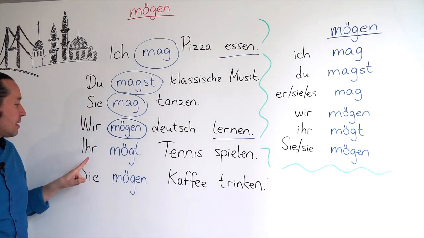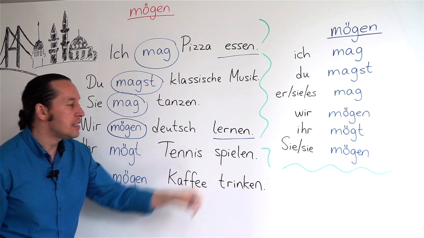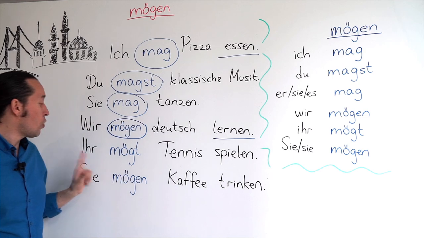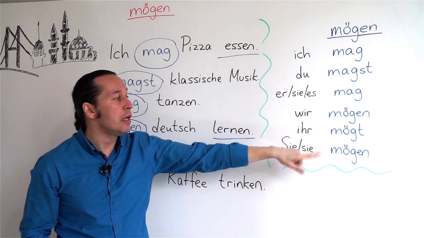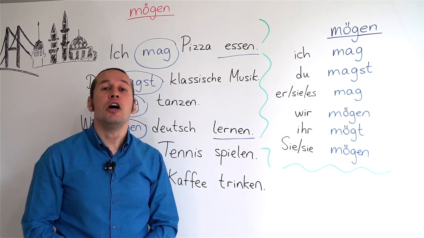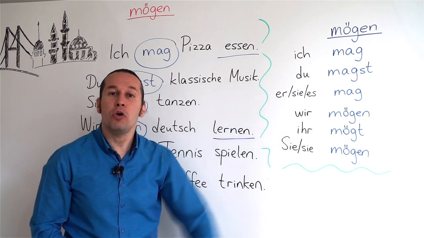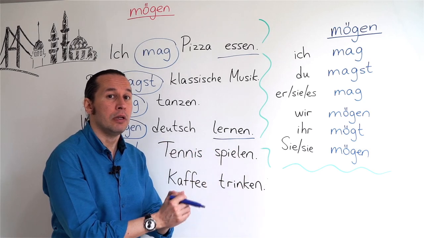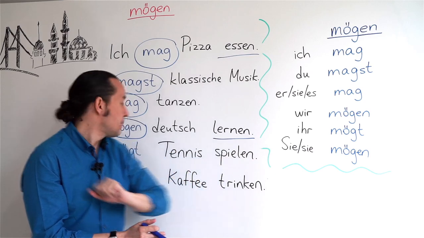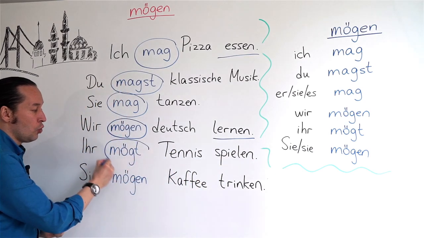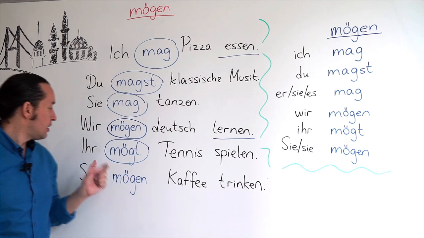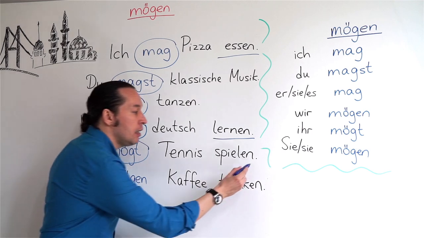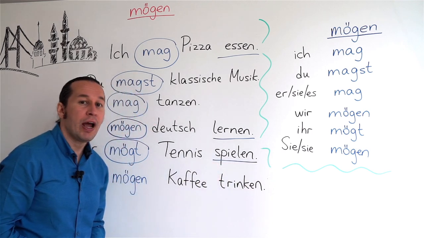In the next example it says, ihr mögt Tennis spielen. Tennis spielen stands for to play tennis, right? So in the chart we see, mögen is conjugated as ihr mögt, right? Ihr mögt. You like, this refers to a group of people, two or more people, right? This would be then ihr. So you'll say, you like to play tennis. This would be then ihr mögt Tennis spielen in the infinitive form, right?